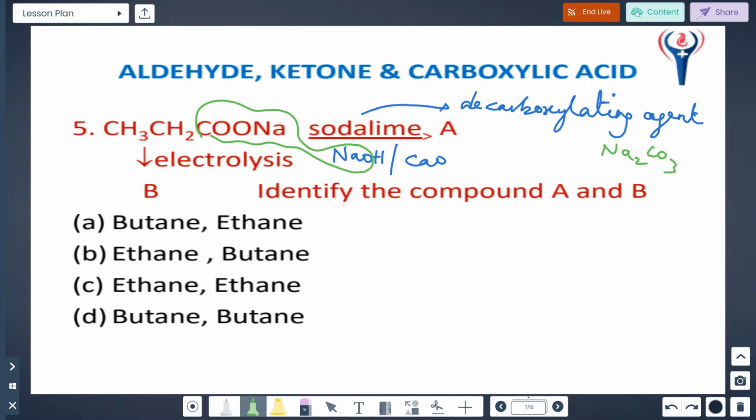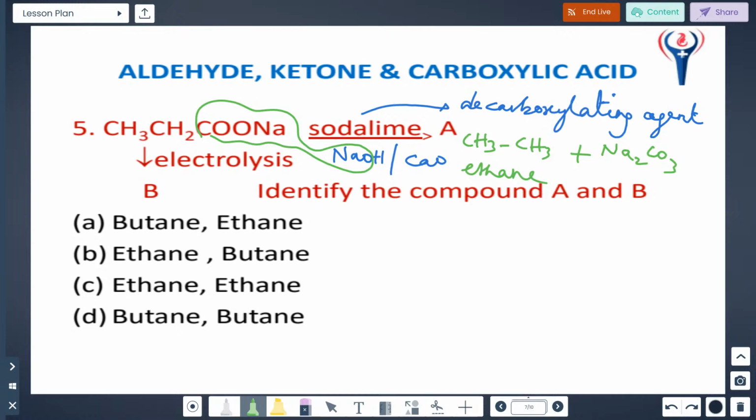That H goes here. When H goes here, it becomes CH3CH2 plus H, giving CH3CH3. You get the product. CH3CH3 is called ethane. So A is ethane. This is called B. The next one, maybe B or C, that's the option.